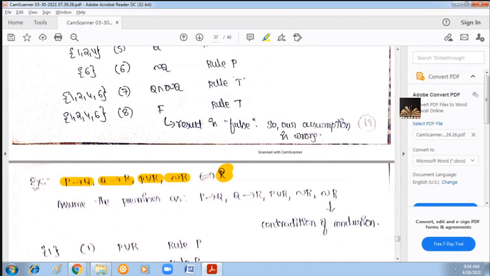First, take down the problem. Take down the problem first. Copy the problem first.